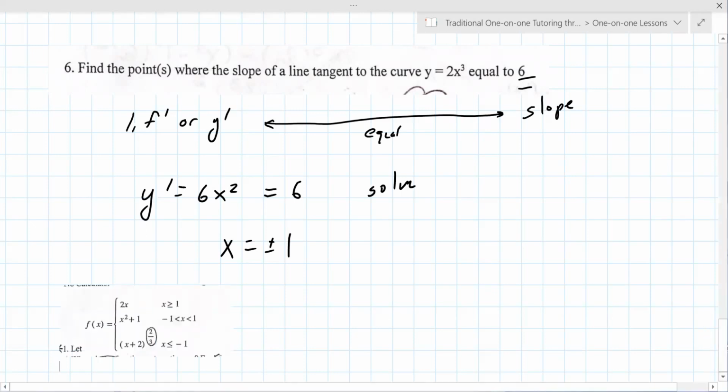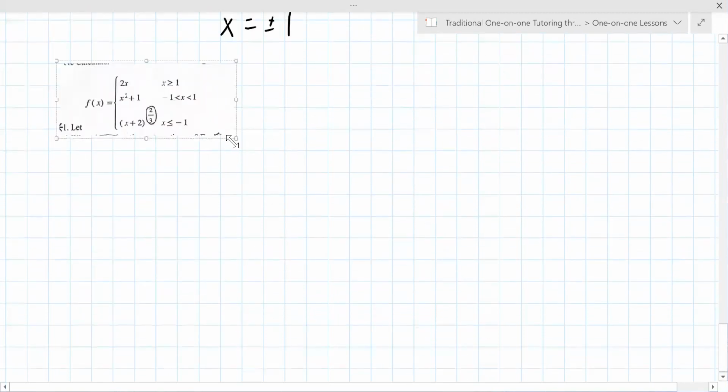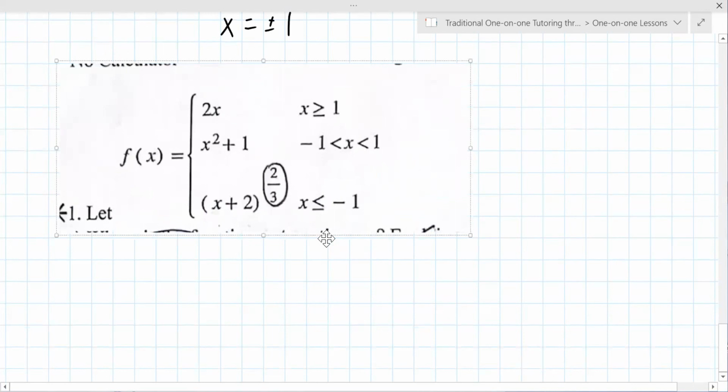Let's find the tangent line at x equals 1. So you have to figure out which function you're going to use, because you're going to have to find the point, and then you're going to have to find the derivative to get the slope.